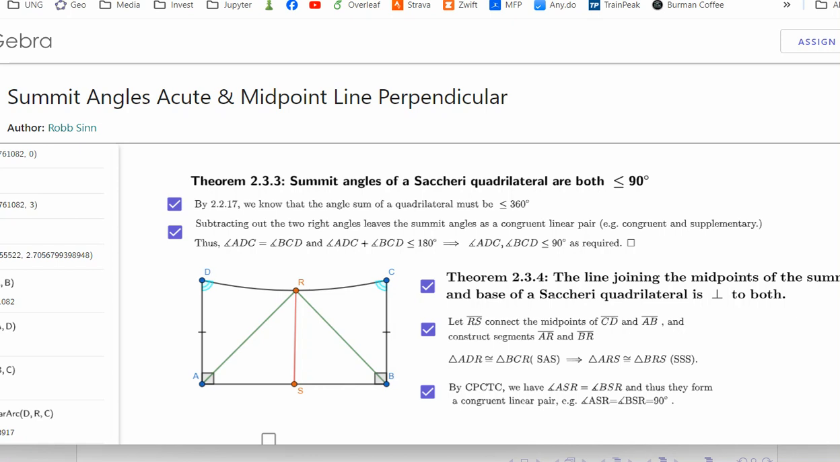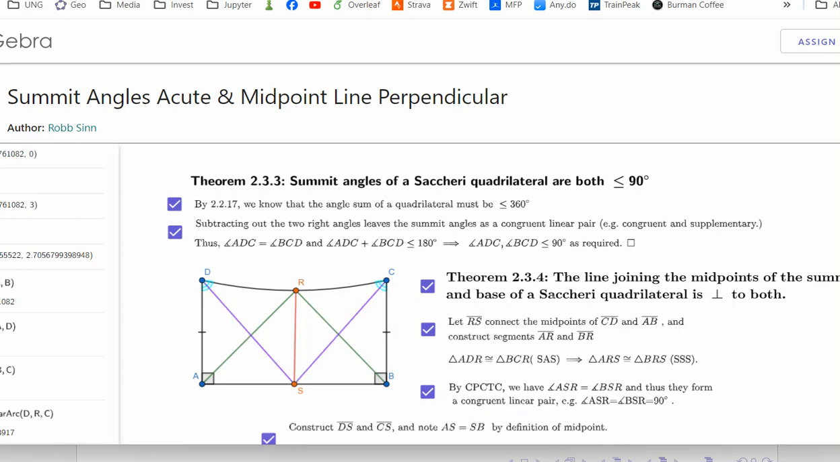So the absolutely vital feature here is that when we have a congruent linear pair, we have right angles. That's one of the most common ways we prove perpendicularity in Euclidean geometry: we get a congruent linear pair and then we're done. There is a slight bit of algebra that you can do.